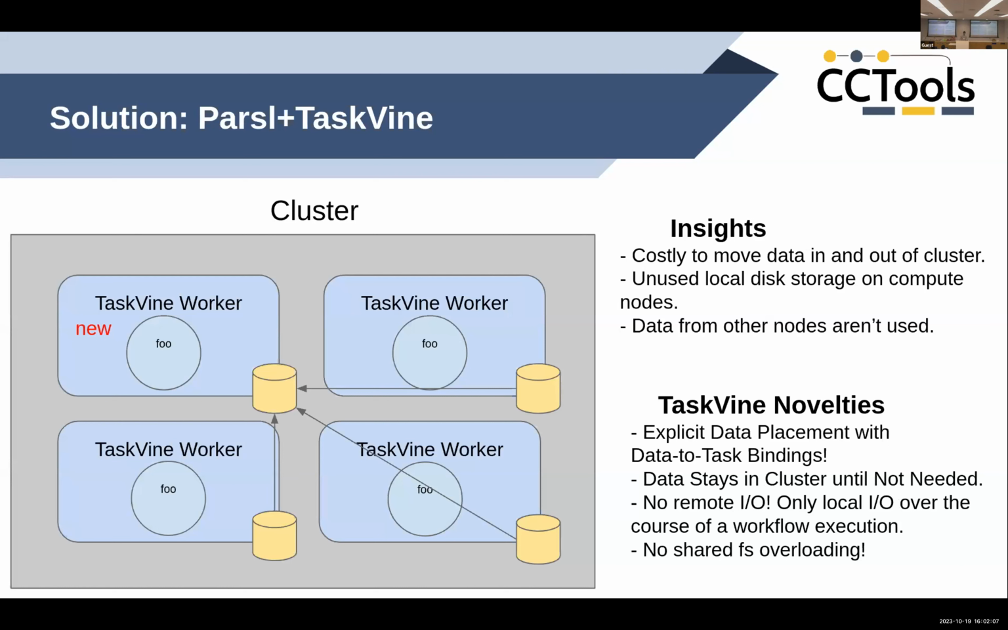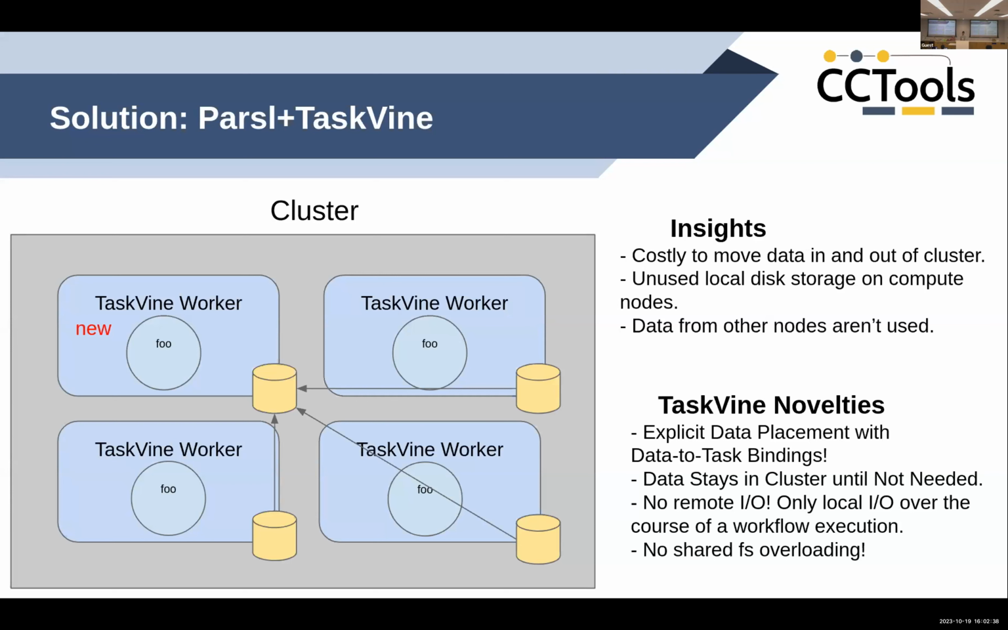To remedy the problem, we have the following insights. Number one, it's costly to move data in and out of a cluster. Number two, there's unused local disk storage on compute nodes. And number three is that data on the local storage of compute nodes aren't used at all throughout the workflow execution. So our solution is to integrate Parsl with TaskVine, which is a workflow execution engine developed and maintained at the University of Notre Dame.